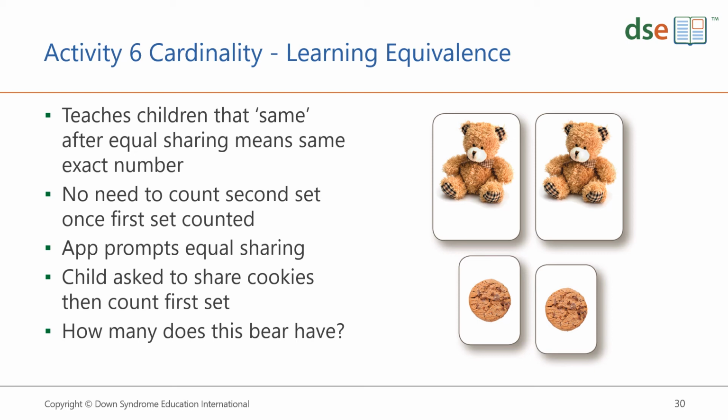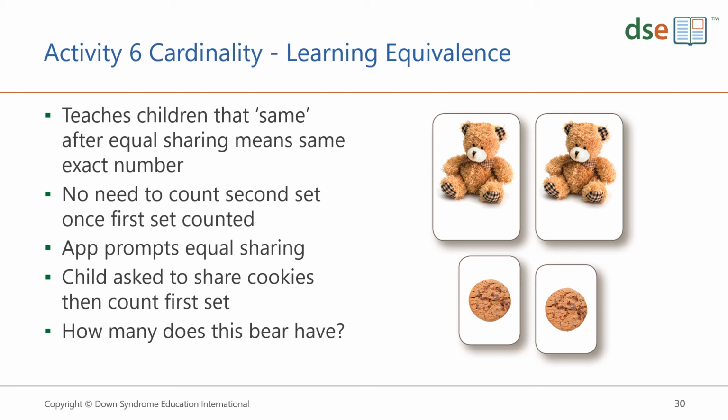Then you're going to say to the child, are they the same? The child will say, yes, they've got the same. Then you're going to say, how many has the first bear got? And the child counts 5 cookies. And then you're going to say, okay, so how many is the second bear? How many has this bear got?